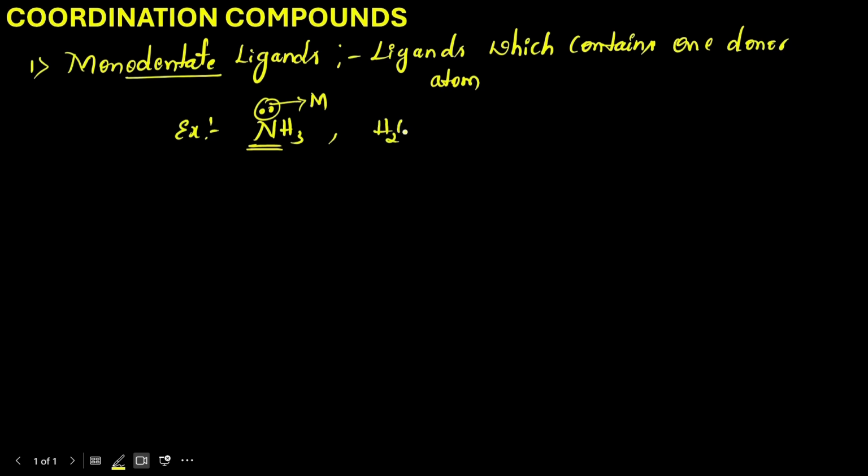And we will take H2O. Here oxygen has lone pairs of electrons. Out of these two lone pairs of electrons, one lone pair is donated to the metal. Therefore, only one donor atom is there. It is an example for a monodentate ligand. We will take Cl minus. This is also a monodentate ligand, Cl minus and so on.